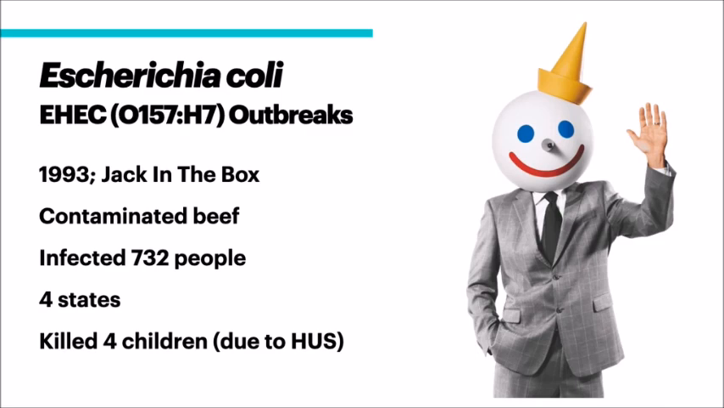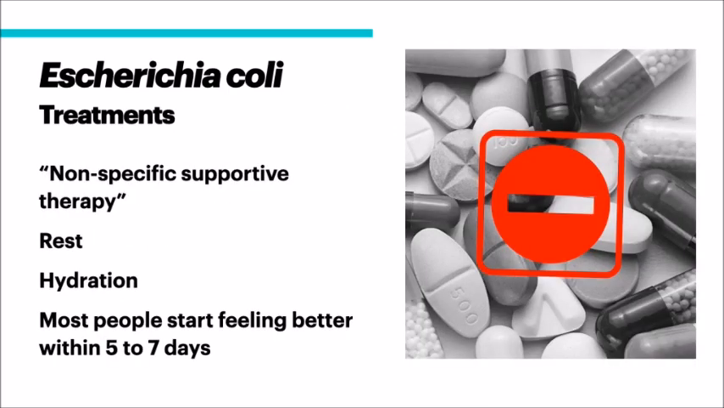An example of a major outbreak in 1993, contaminated beef patties from Jack in the Box infected 732 people in four states. Unfortunately, four children lost their lives due to kidney failure. As a result of this outbreak, state governments now require the reporting of infections of this strain, and the FDA now recommends cooking hamburgers at a hotter temperature.